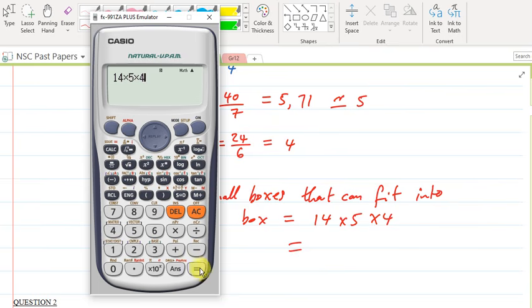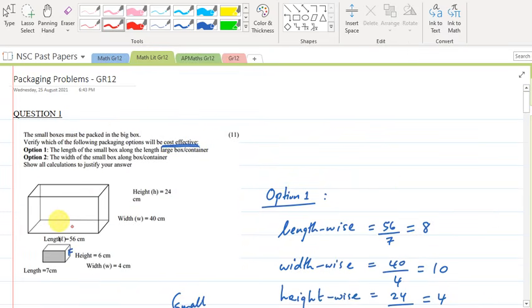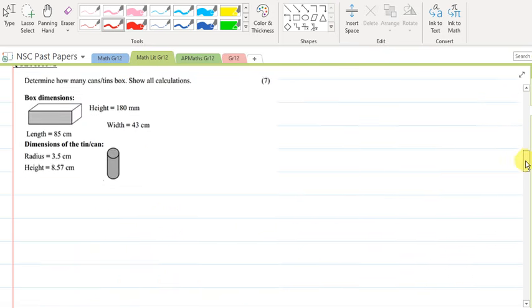And you can clearly see this is not compact, right? So in other words, we have empty spaces. The space is not maximized in option 2. So verify which of the following packaging options will be cost effective. Therefore option 1 will be cost effective. So let's write that down. Option 1 will be cost effective.